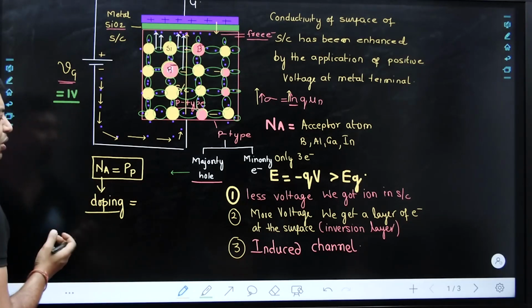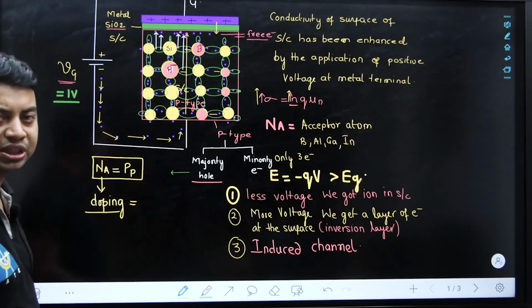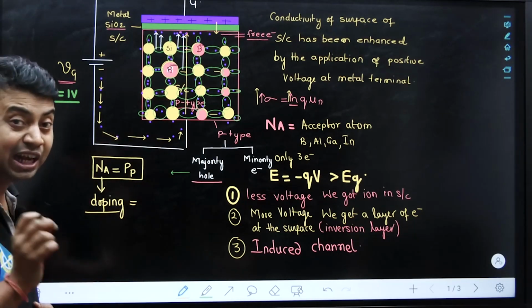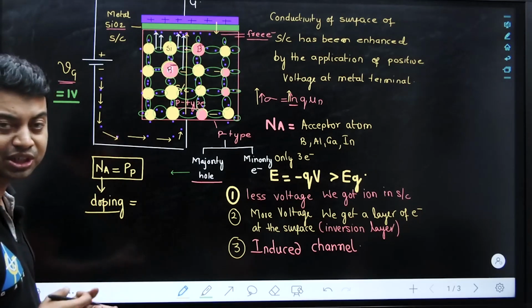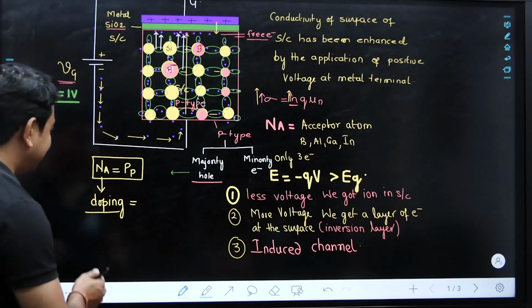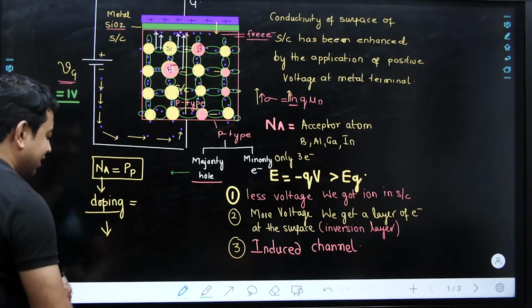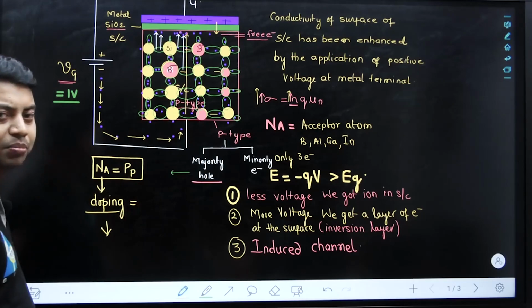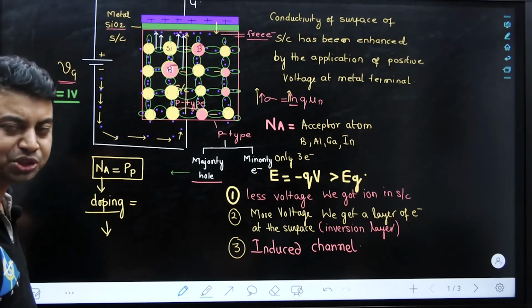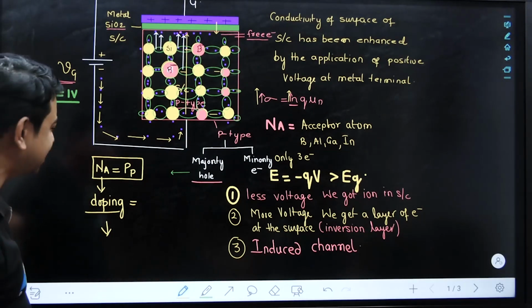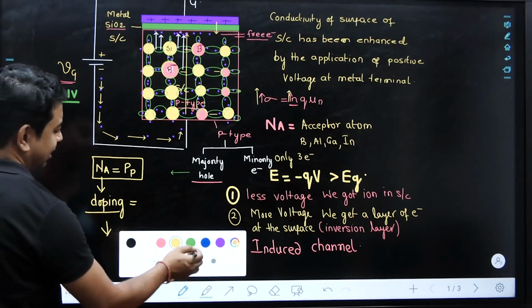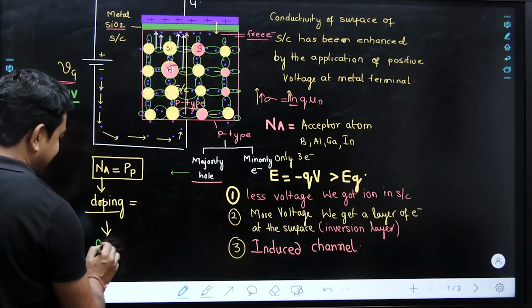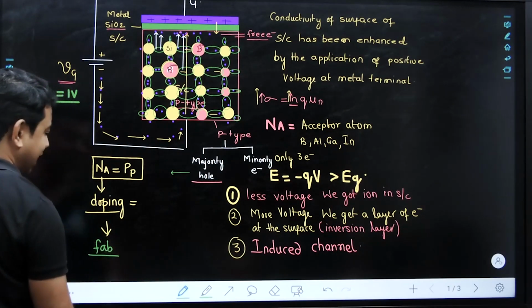So the doping concentration of this semiconductor tells us the concentration of holes, because doping adds majority charge carriers to any semiconductor. The process of doping is used to increase the majority charge carriers. So if you want to increase the majority charge carriers, we have to use doping, and this doping is done during the time of fabrication.